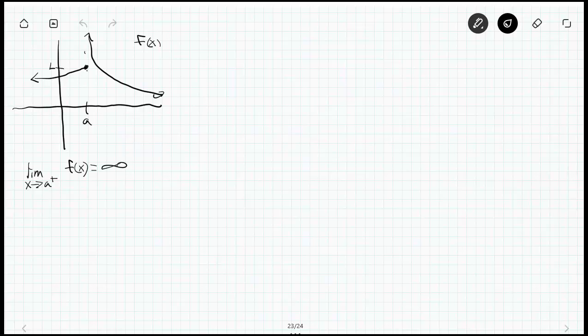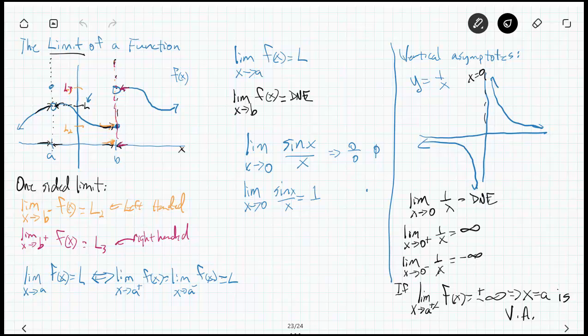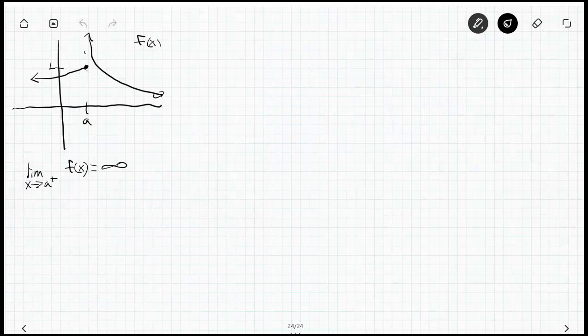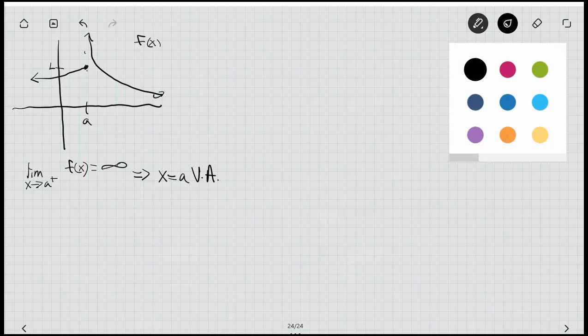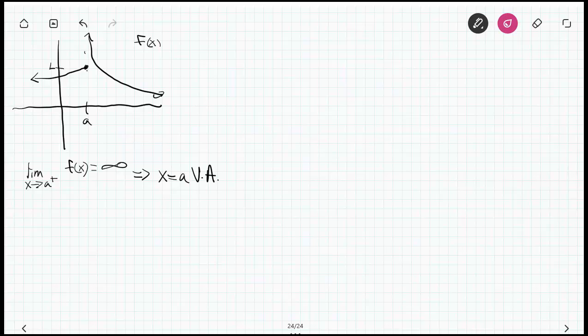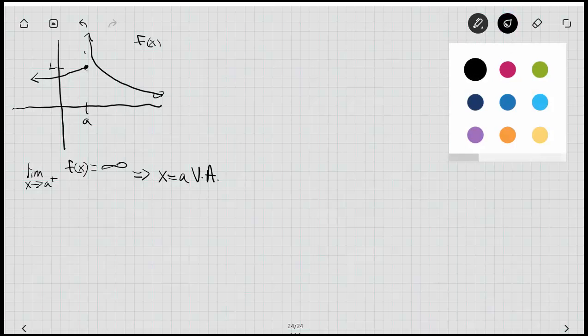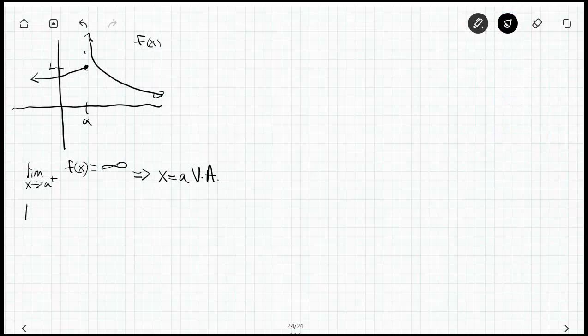Now, according to this right here, that tells me immediately that this implies, whoa, what's going on there? That's crazy. This implies that x equals a is a vertical asymptote. I get that for nothing. I wonder if I can get rid of that. That's weird. No, looks like I'm stuck with it for whatever reason. I don't really care. However, look, the limit as x approaches a from the negative side of f of x, in this case, appears to be L.